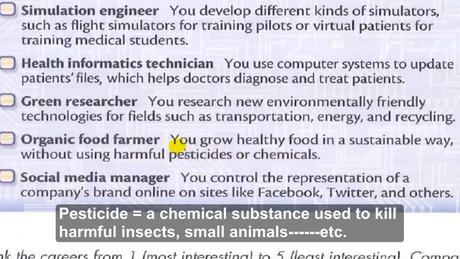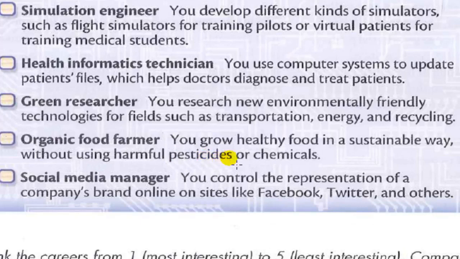Pesticides, of course, we use them to kill insects. We use pesticides to kill small animals. So they are substances to kill bad insects and animals in the fields, in the agricultural land.